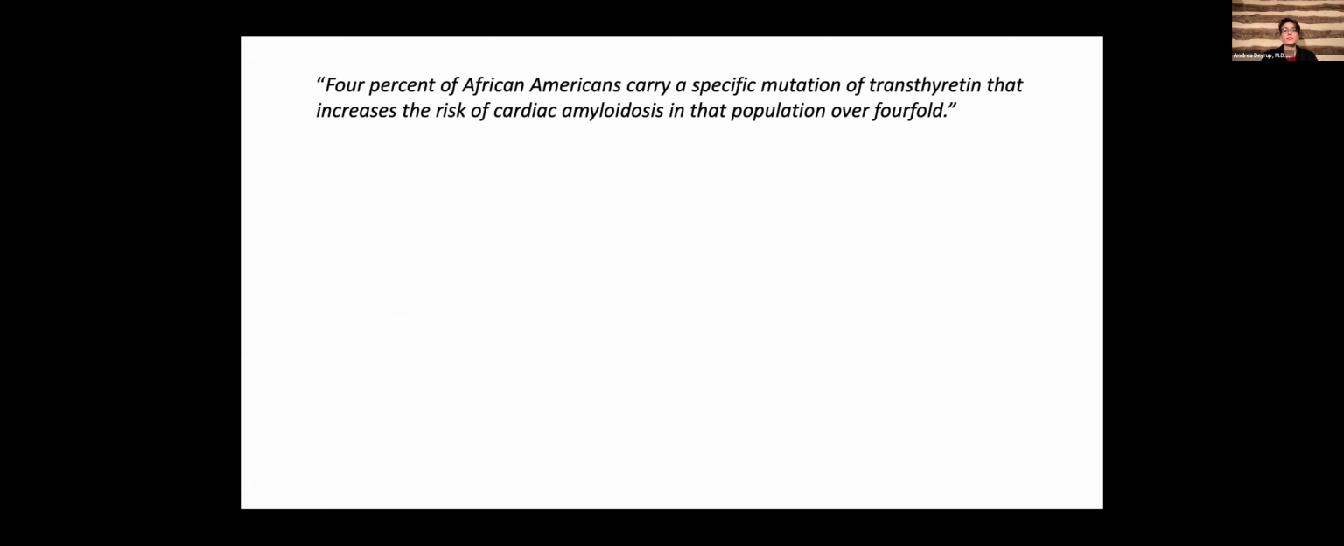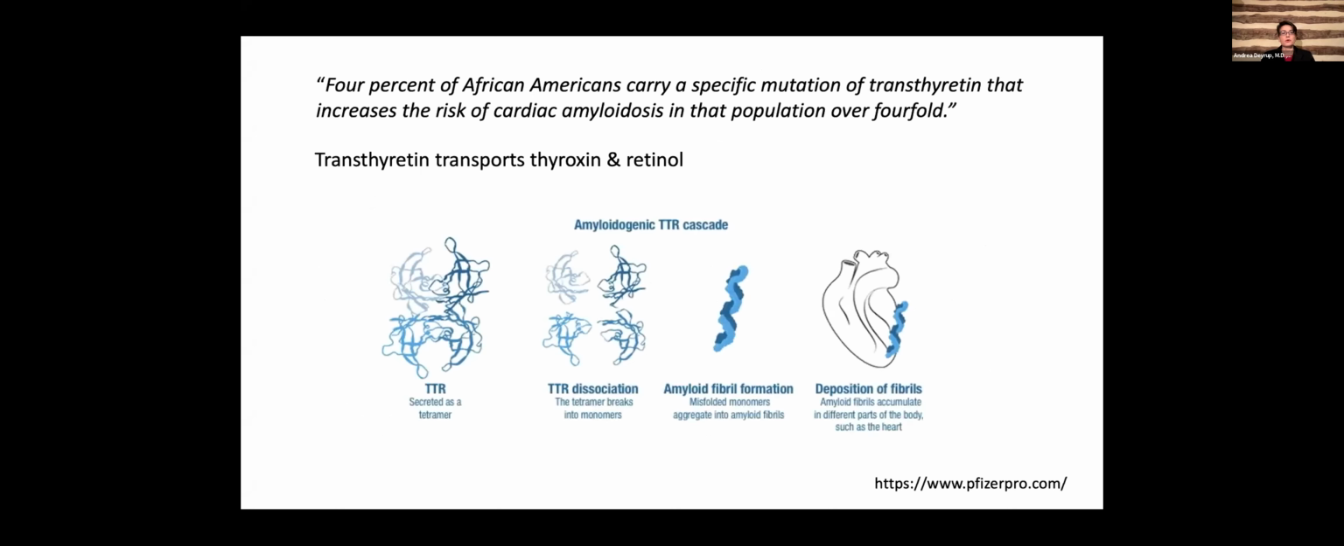Coming back to that earlier sentence I showed you at the beginning of this talk with the transthyretin mutation and cardiac amyloidosis in African Americans. So just a refresher, transthyretin transports thyroxine and retinol in the blood and CSF. It's secreted as a tetramer, but it can dissociate into monomers, which can then misfold and aggregate with deposition in the heart, nerves, and other organs.